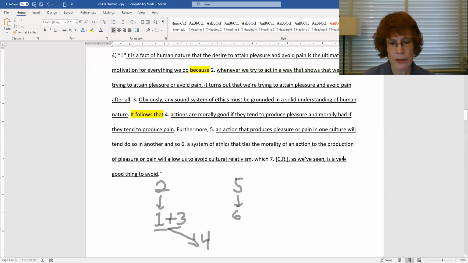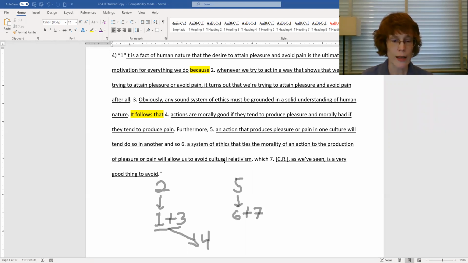Cultural relativism is a very good thing to avoid. A system of ethics that ties the morality of an action to the production of pleasure or pain will allow us to avoid that. It seems to me like those are very, very tightly coupled. So I would say that 7 is related to 6, like this, added together, right?